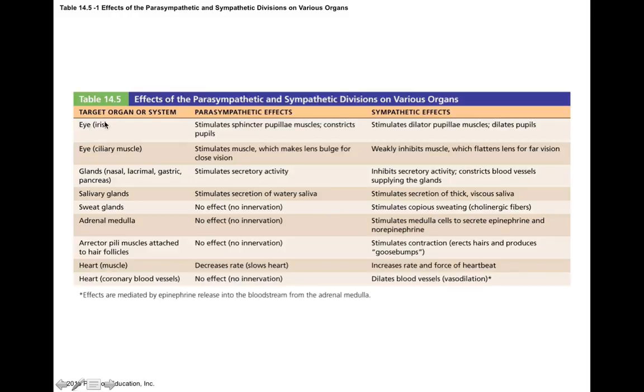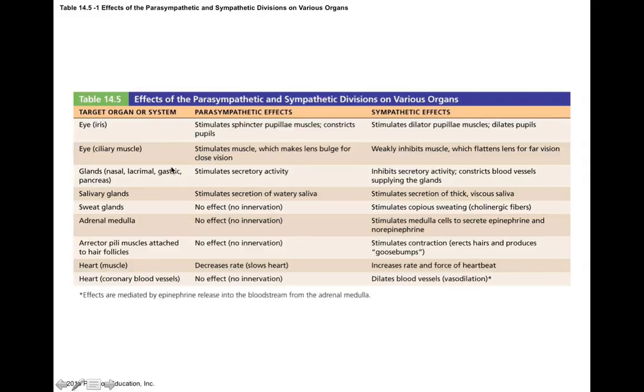On your iris, which is the pigmented part of your eye, your parasympathetic nervous system causes constriction of the pupillary muscles, which causes your pupil to constrict, and your sympathetic nervous system causes pupillary dilation. On the ciliary muscles of your eye, the parasympathetic system stimulates your lens to bulge for close vision, and your sympathetic nervous system causes your lens to flatten for distant vision.